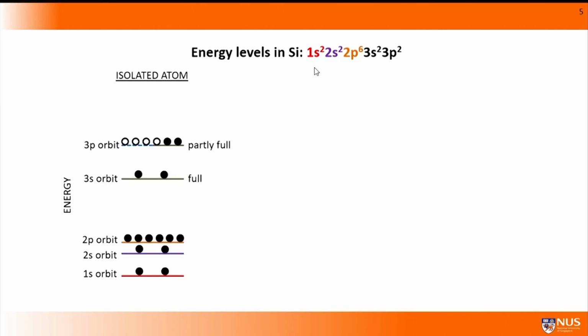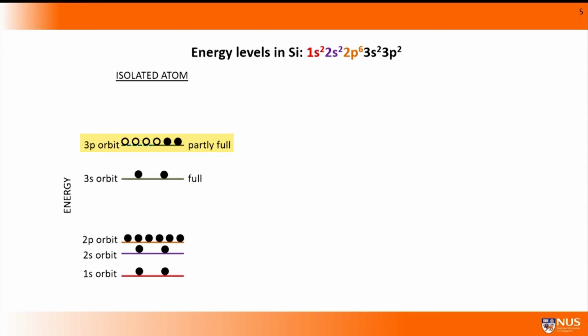In the first lowest energy 1s orbit, there are 2 electrons. Energy is plotted vertically on this diagram. In the 2s orbit, there are also 2 electrons. In the 2p orbit, there are 6 electrons. In the 3s orbit, there are 2 electrons. And in the 3p orbit, there are 2 electrons.